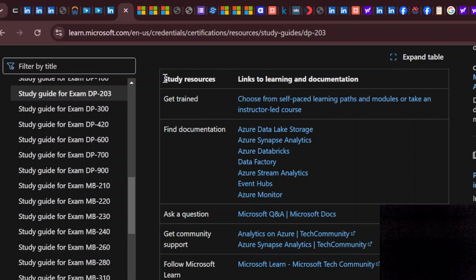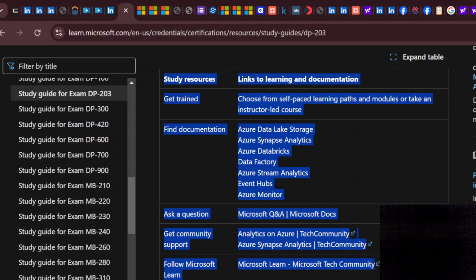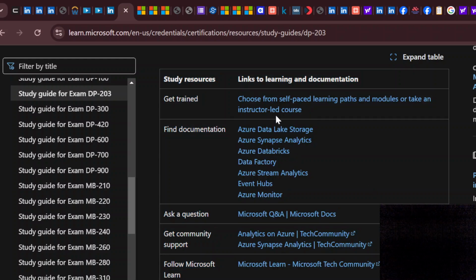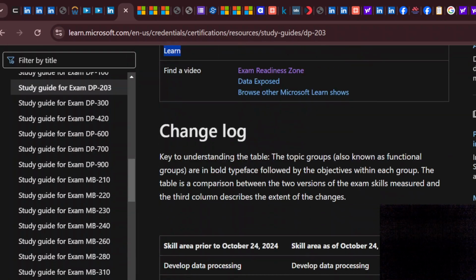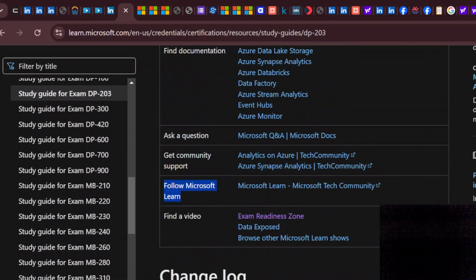Don't get bogged down or flooded with a lot of information here. I would say self-paced learning path is one. Go through that offline. If you require instructor led, don't go through this documentation as of now. Don't go through this. Okay, follow Microsoft Learn. This is so important. So that is how it is. This is the study log.